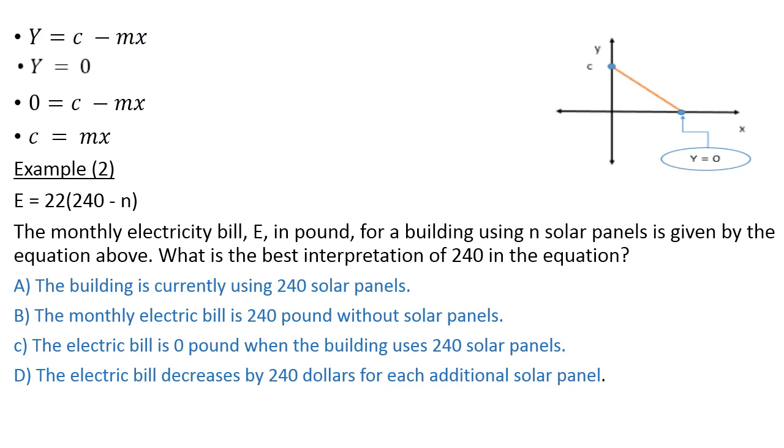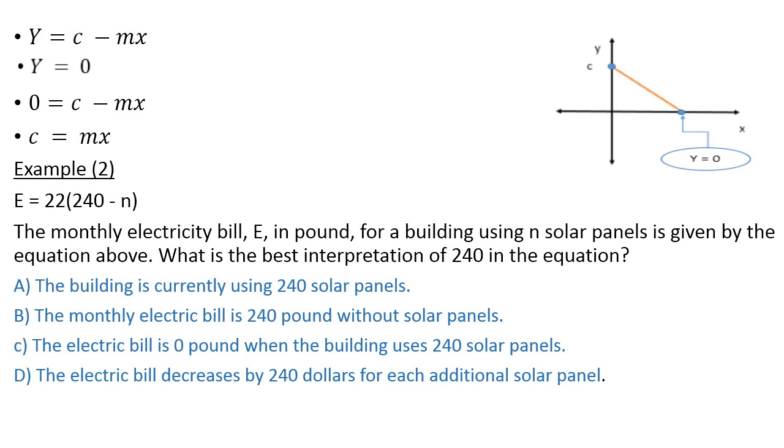Given the equation E equals 22 multiplied by 140 minus n, it says the monthly electric bill E in pounds for a building using n solar panels is given by the equation above. What is the best interpretation of 240 in the equation? They give us four choices.